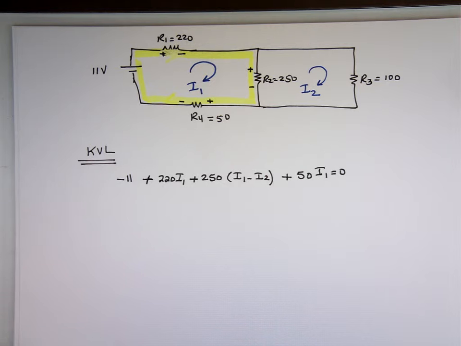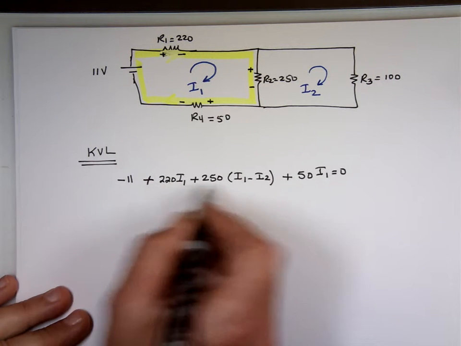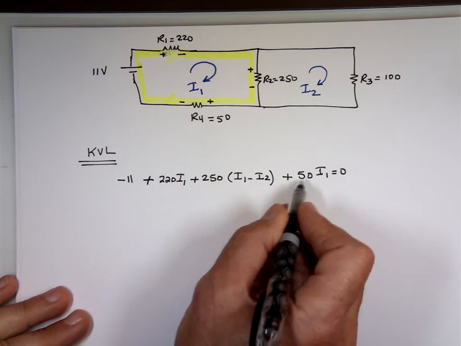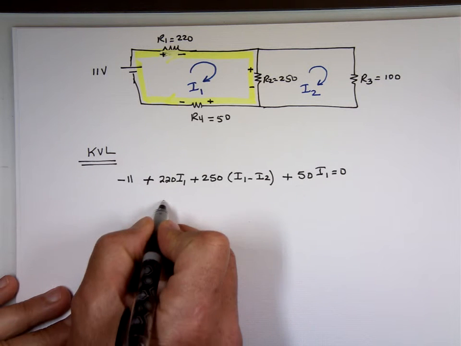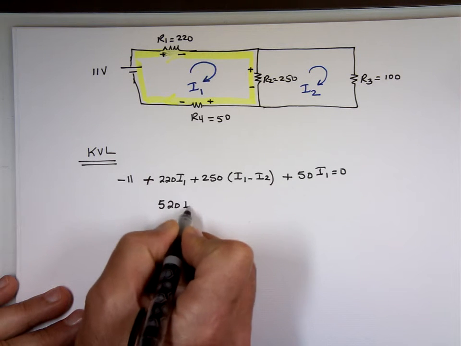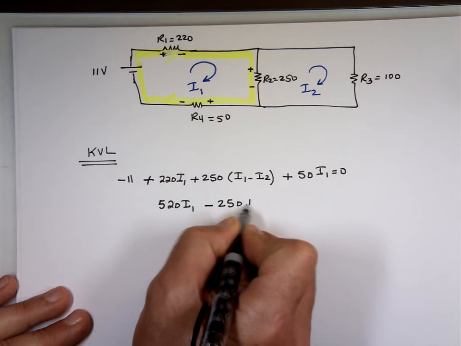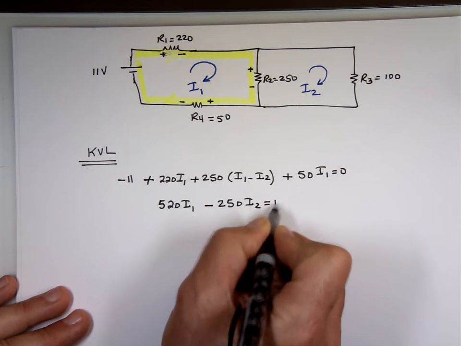Clean this one, collect like terms: 220 plus 250 plus 50, that's 300, 520 I sub 1 minus 250 I sub 2 is equal to 11. That's one equation.